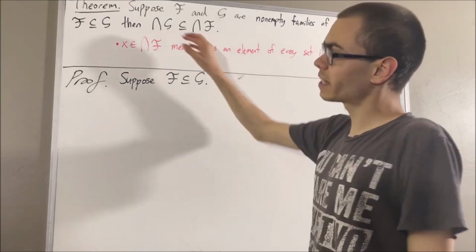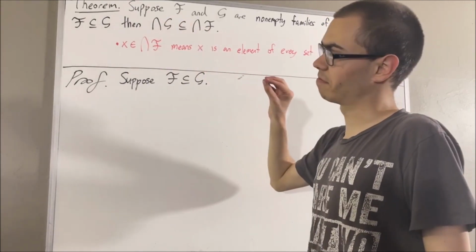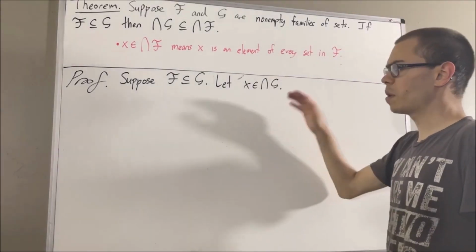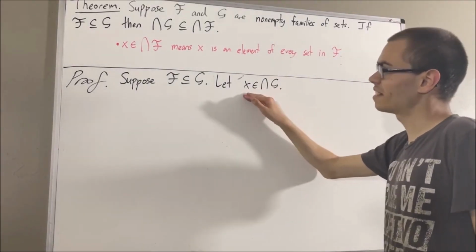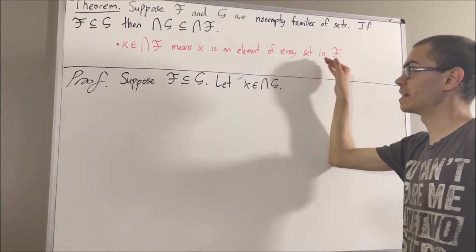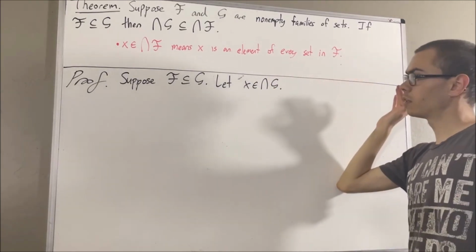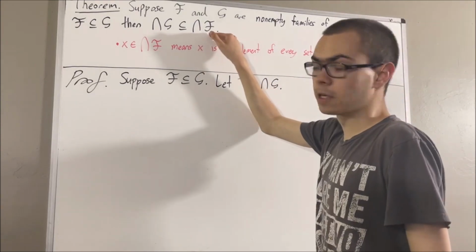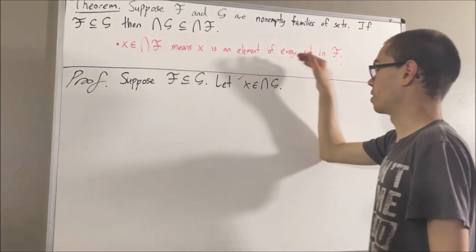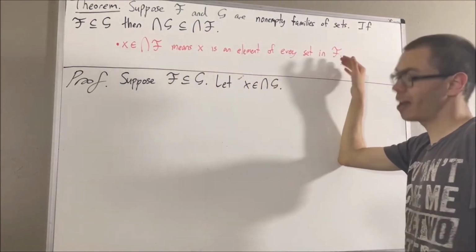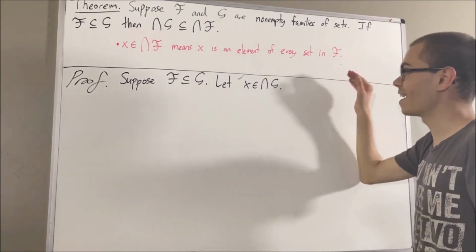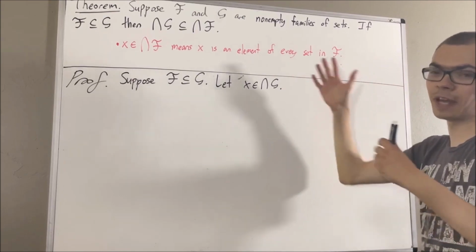And to do that, give me an arbitrary element of the intersection of g. I'll call it x. Now remember, this means that x is an element of every set in g. Now we want to show that x is an element of the intersection of f, which means we want to show that x is an element of every set in f. In other words, we're trying to show that for all sets A in f, x is an element of A.